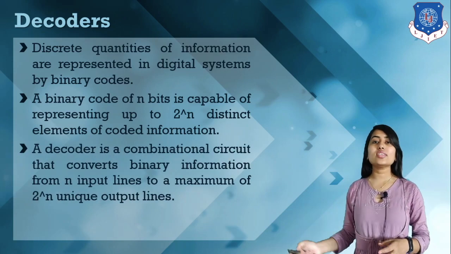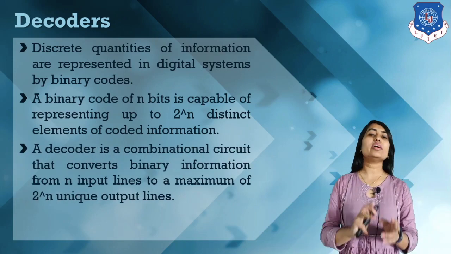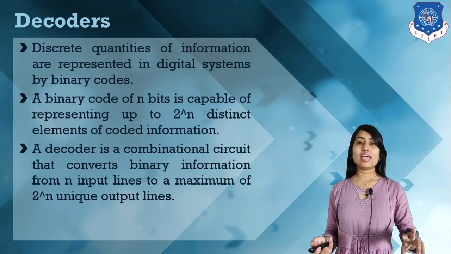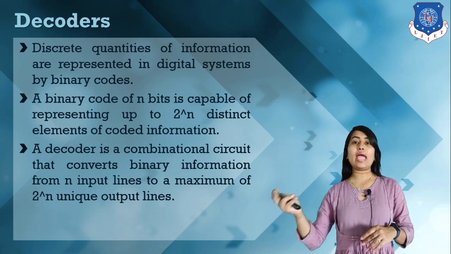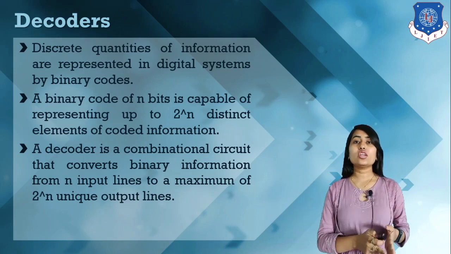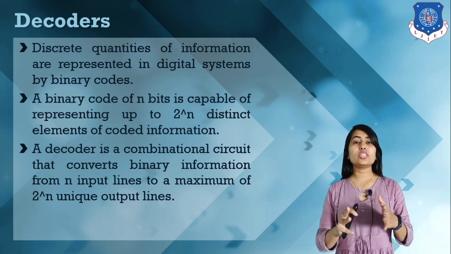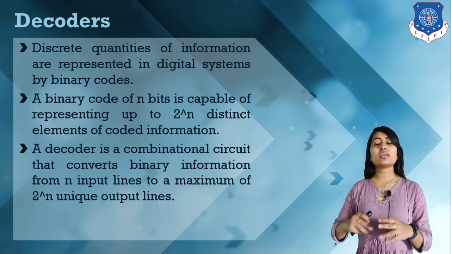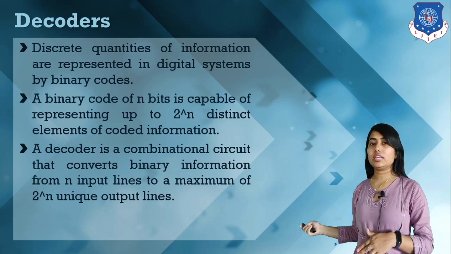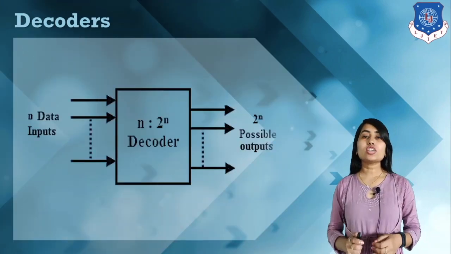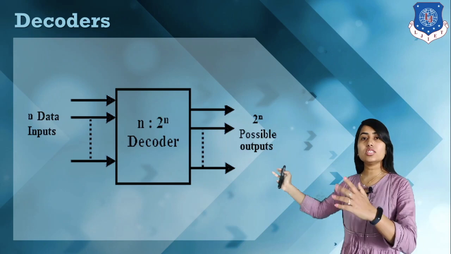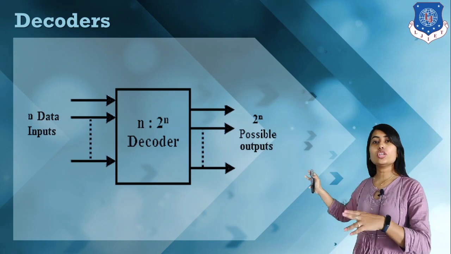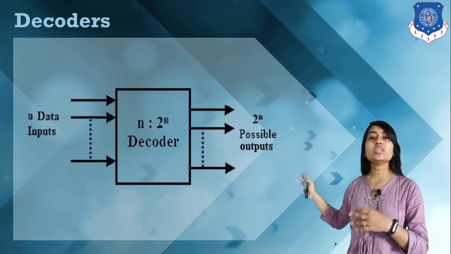This decoder is a combinational logic circuit which converts n bit data into 2 raised to n bit data. The encoded information is decoded with the help of the decoder. Here we have the basic block diagram of this decoder. Here we have n input lines, which are converted into a total of 2 raised to n output lines by means of this decoder.